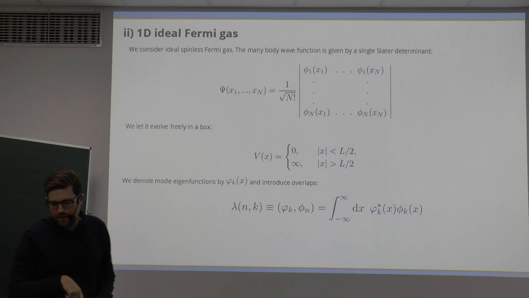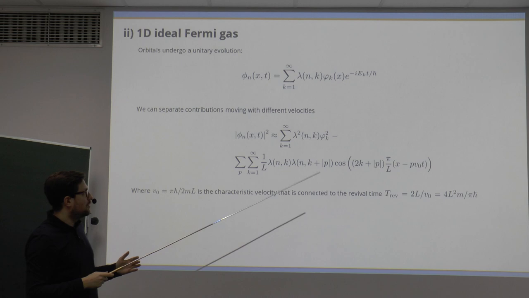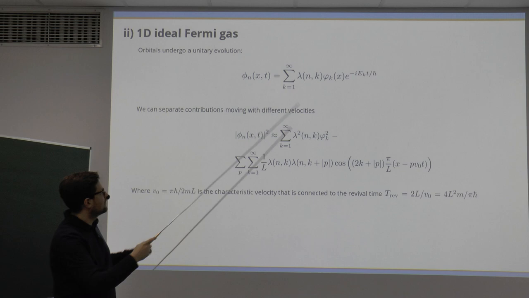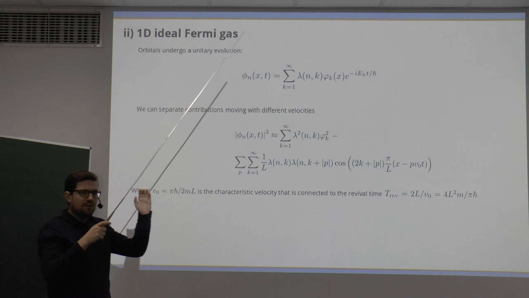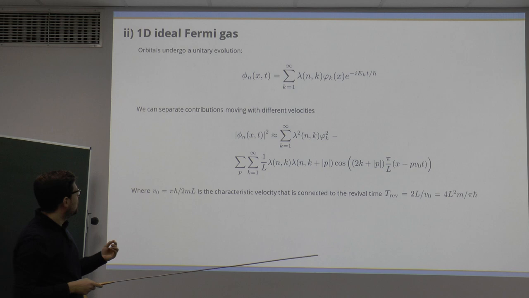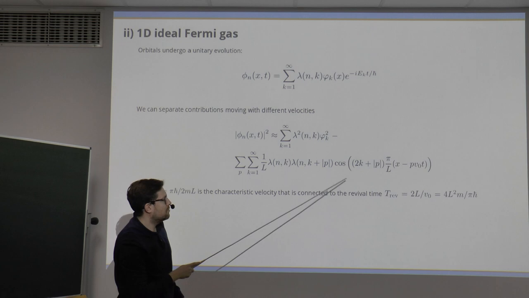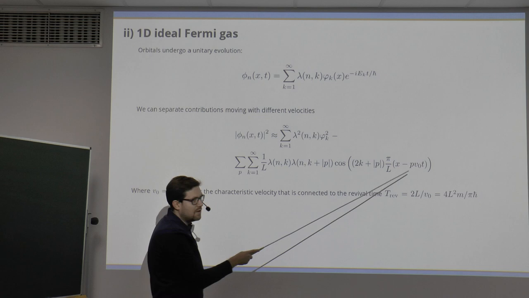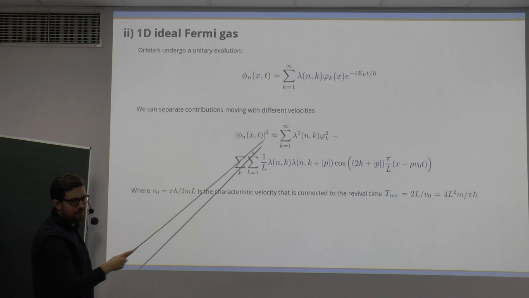And of course, each of the orbitals undergoes a unitary evolution. Each of the orbitals is just decomposed into the eigenmodes of the well, with some appropriate phase that comes from the 1D Schrödinger equation. This is obvious. This is not so obvious, because if we take the square of this orbital, we can separate contributions moving with different velocities. This is non-trivial. We can decompose this squared expression into parts which are solutions to the wave equation that move with a certain velocity P v zero, and the coefficients are given by this lambda function, these overlaps.